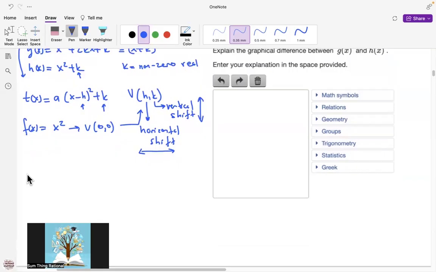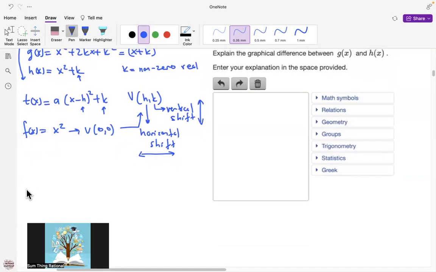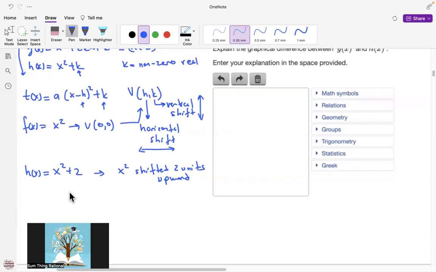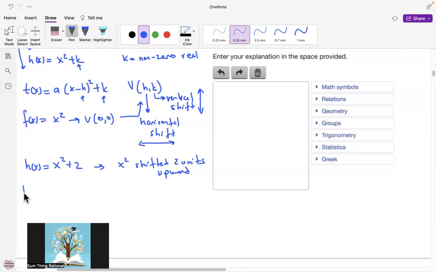So what I mean by that, for example, let's give h of x an example, since k is non-zero. If I say x squared plus 2, it means the x squared graph is shifted 2 units upward. If it is x squared minus 2, it is 2 units downward. So I will show it through the Desmos calculator.